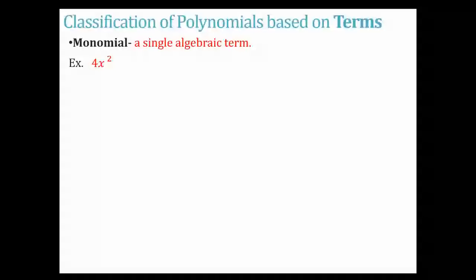Okay, so now we're going to talk about the different kinds of polynomials based on the amount of terms in each expression. So you're going to see what I'm talking about. So the first one we're going to talk about is called a monomial, which we're going to look more into tomorrow and on Friday. So that is a single algebraic term, so only one algebraic term. For example, this is a monomial. This is considered one term. You can see there's no addition, no subtraction, so it's one term.